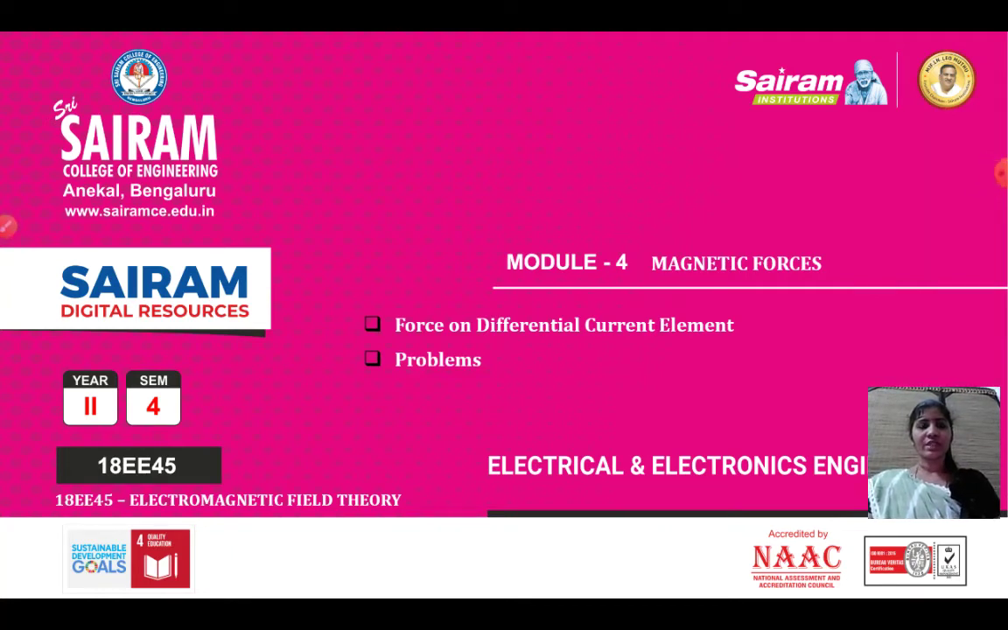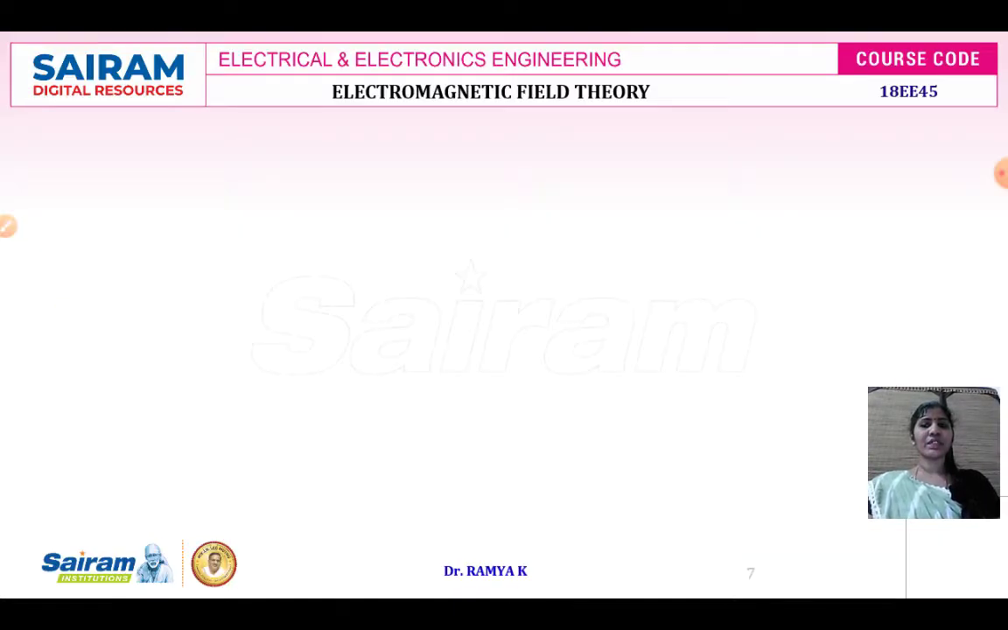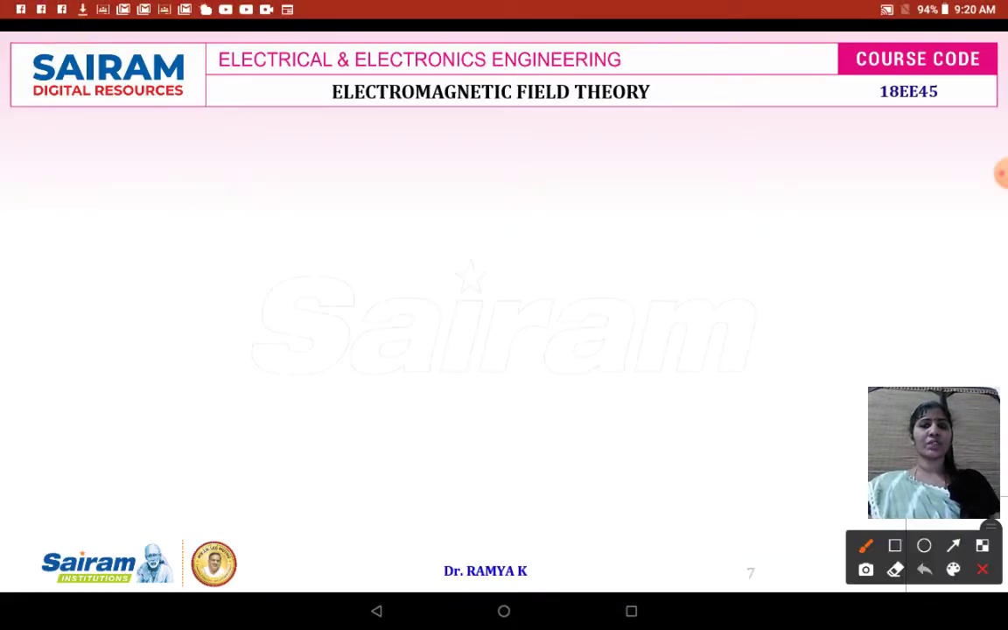Good morning, students. In today's class, we are going to see force on differential current element and problems under that. In the previous class, we have seen the Lorentz force equation, where the Lorentz force is represented as F is equal to Fe plus Fm. Fe is your electrical force, Fm is your magnetic force.